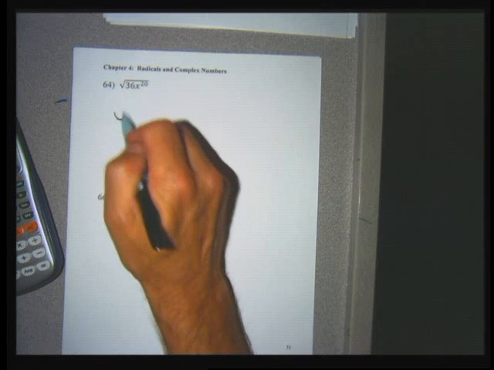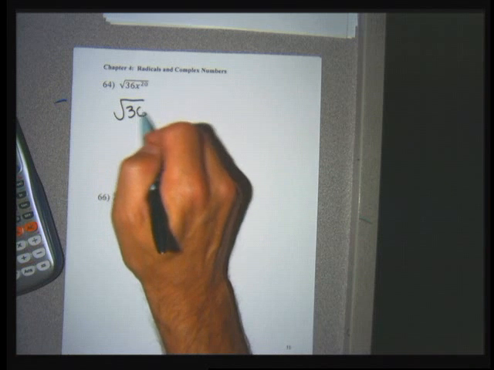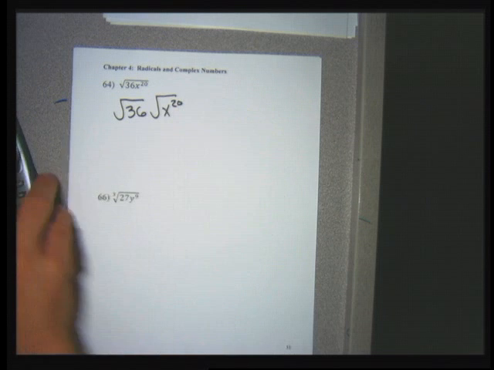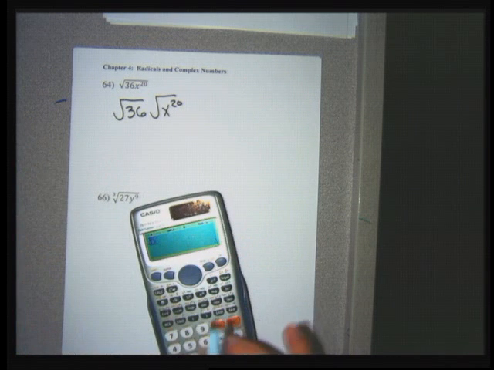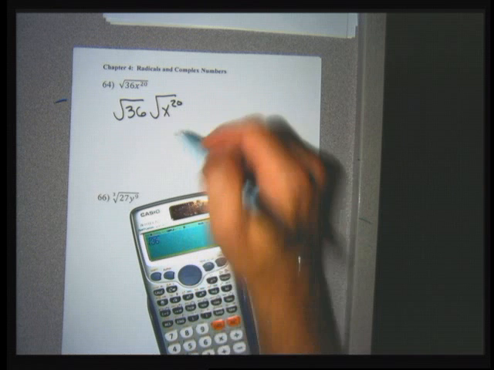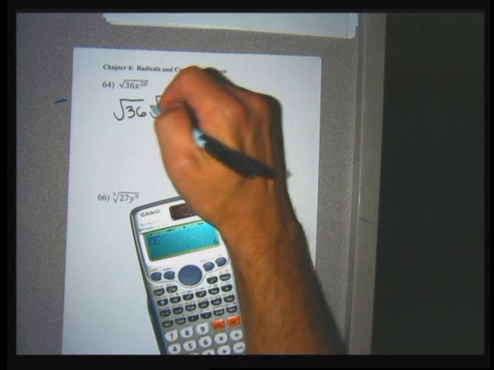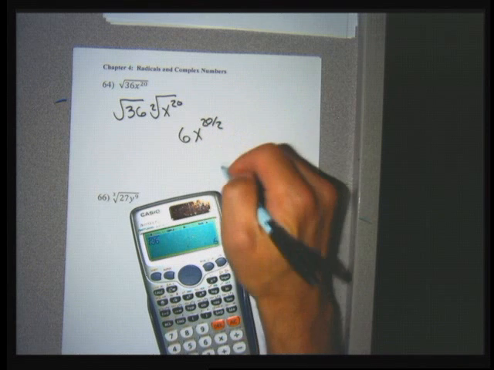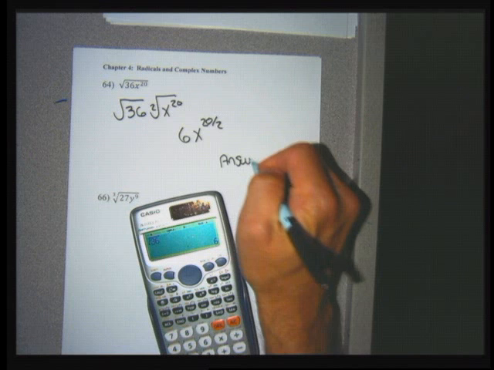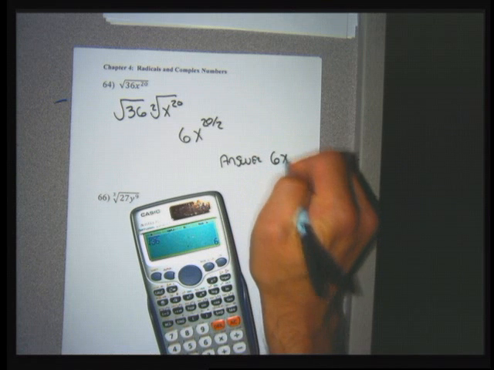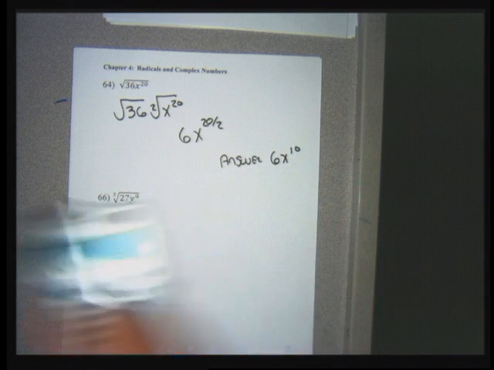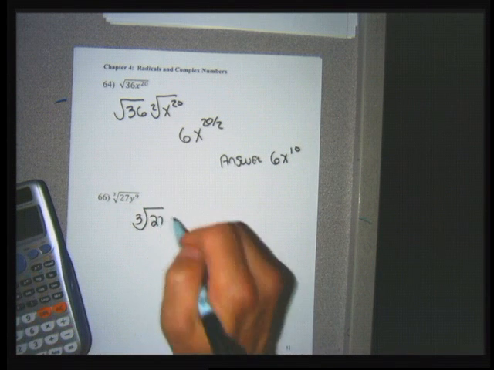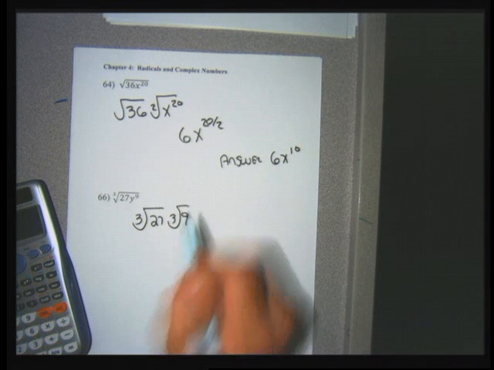In 64, I have to do separately the square root of 36, which I can do in my head or by my calculator, and the square root of x to the 20th. The square root of 36 turns into the number 6. And for the x to the 20th, because it's a square root, I'm going to divide the exponent by 2. And for my answer, I'm going to get 6x to the 10th power. For 66, I'm going to do the cube root of 27 times the cube root of y to the 9th.